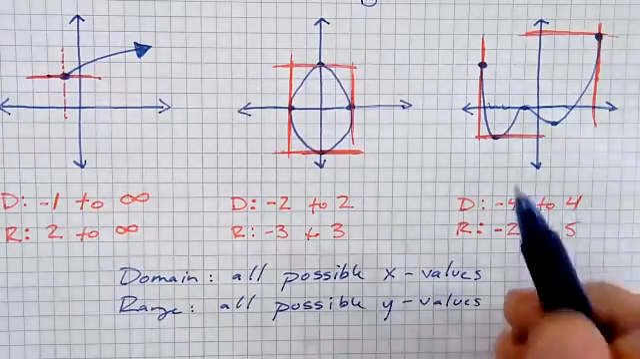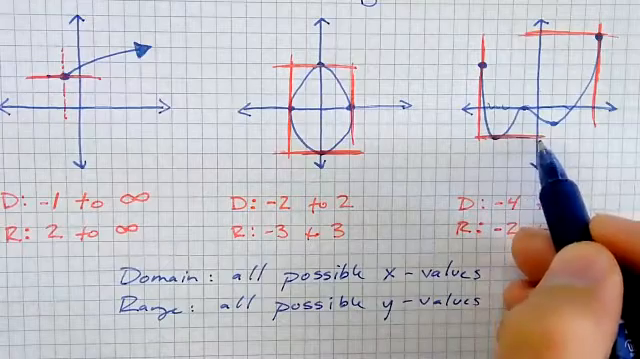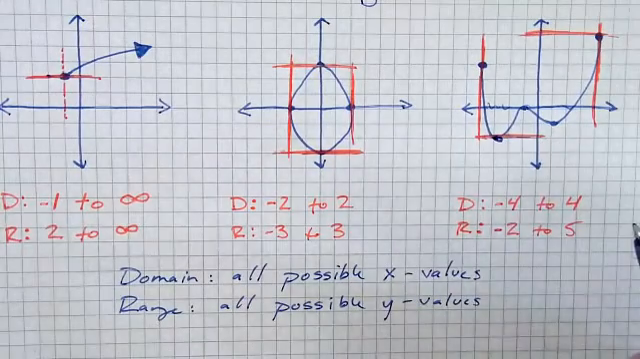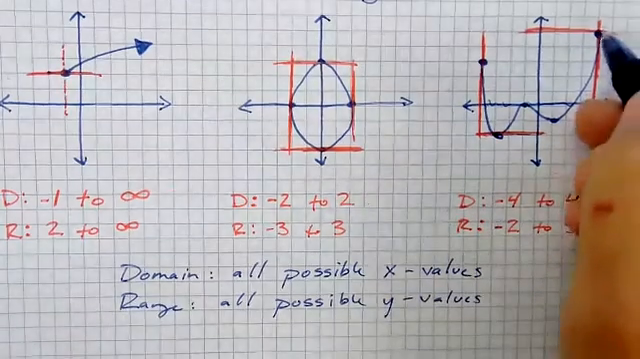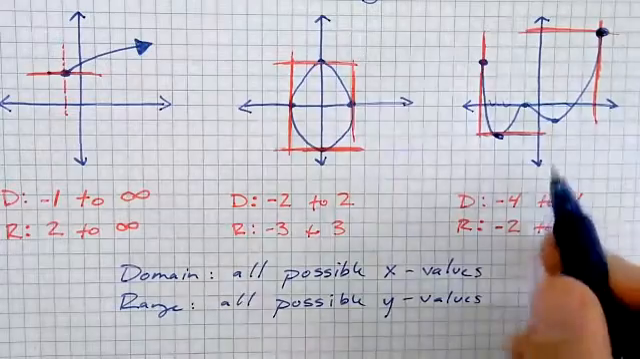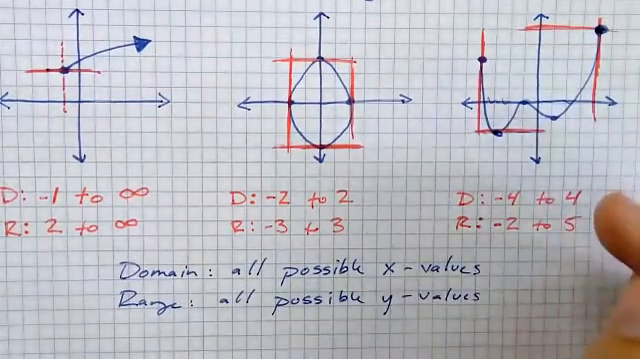Same thing with the range. But now with the y values, what is our lowest possible y value that's still on this graph? Well, it's right there at -2. What is the largest possible y value? Right here at +5. And every number in between. So it can go from -2 all the way to 5.